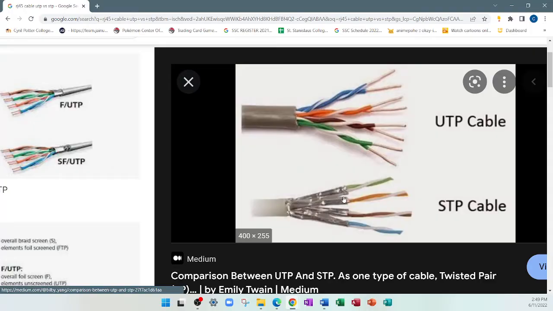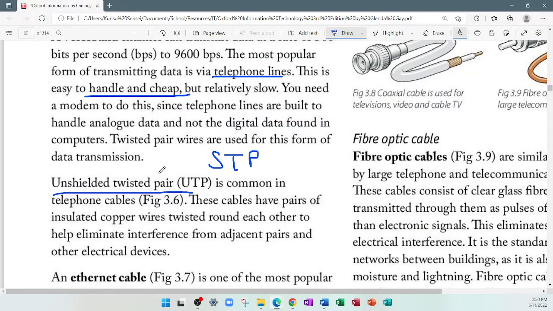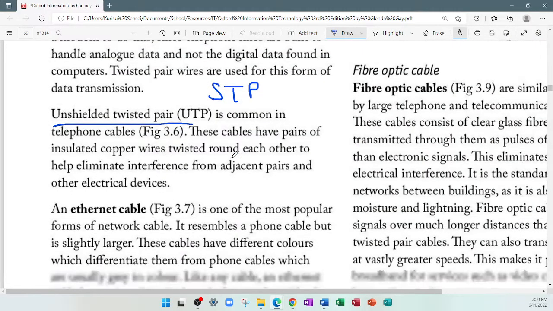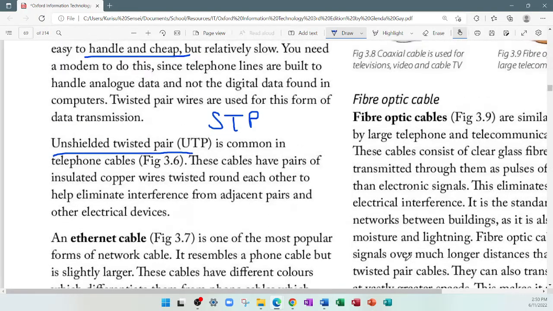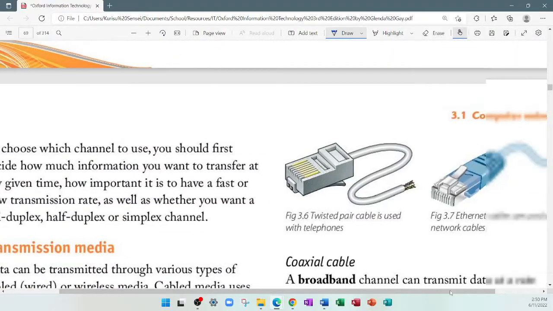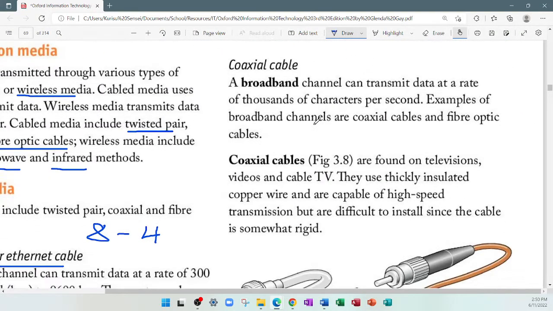What is it protecting against? It is protecting against EMI, which stands for electromagnetic interference. So the cables can suffer from interference from other electrical sources. The UTP is more prone to that, and that's why they developed the shielded twisted pair cable. Now, we already talked about the phone cable, the STP, and the UTP. Good. So that is it for Ethernet cable.